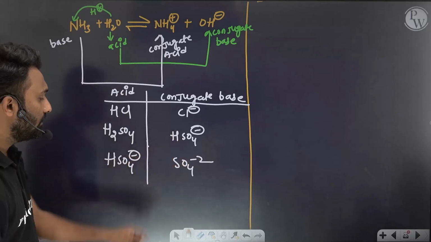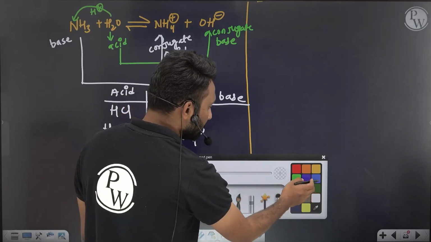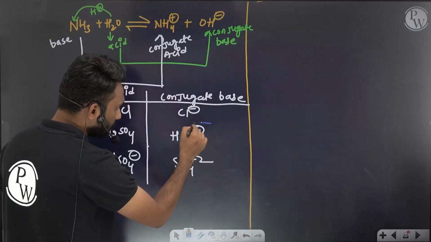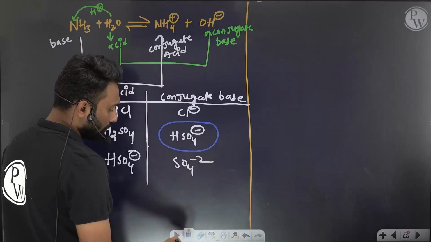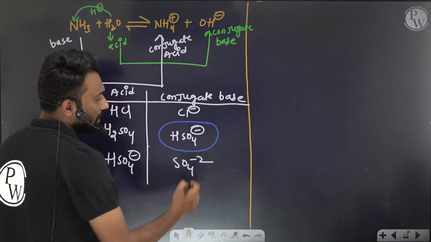Now here this HSO4 minus will act as an amphoteric species.